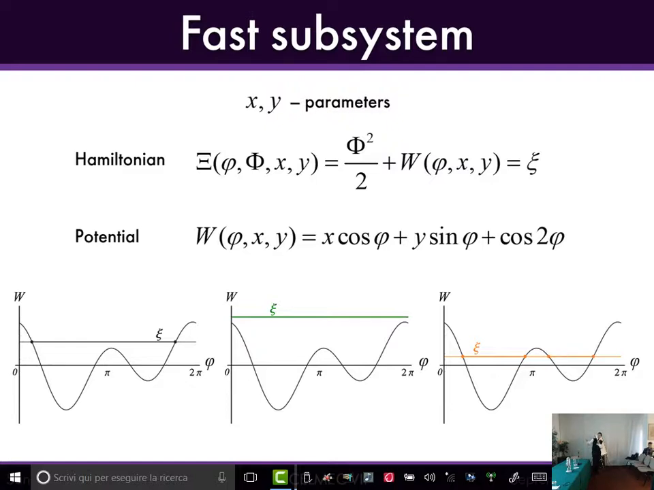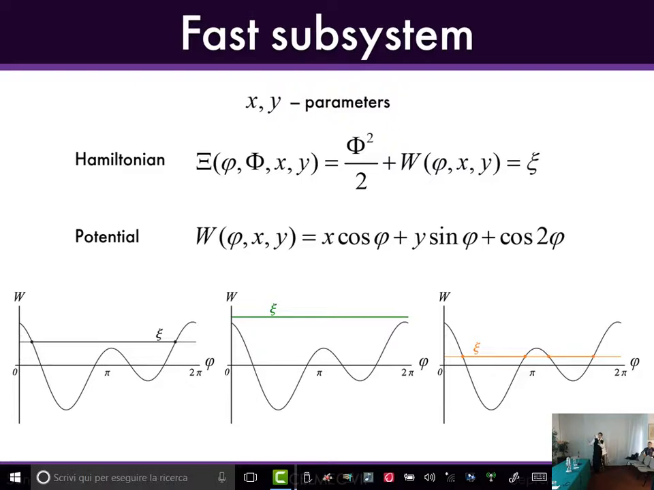Thus, function W is just the potential in which some point mass is moved. And because the Hamiltonian doesn't depend on time explicitly, its value remains constant. Thus, we can also denote it as some constant value xi and see how the behavior of the system changes with respect to this parameter.